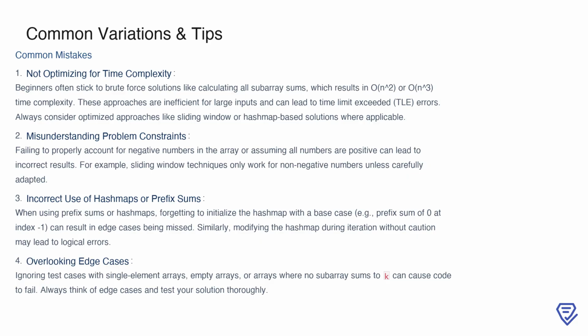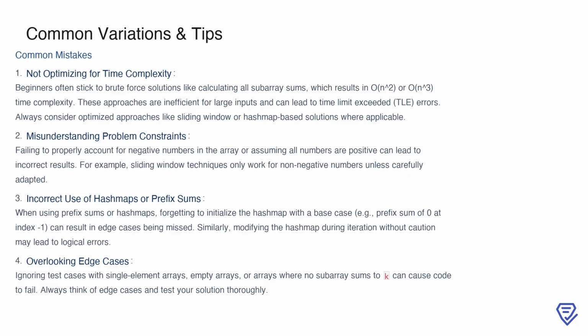Another frequent issue is misunderstanding the problem constraints. For instance, if the array contains negative numbers, certain techniques, like sliding windows, may not work unless you carefully adapt them. Similarly, mistakes can occur with the use of hash maps or prefix sums. For example, forgetting to initialize the hash map with a base case, such as setting the prefix sum of 0 at index -1, can lead to missed edge cases.